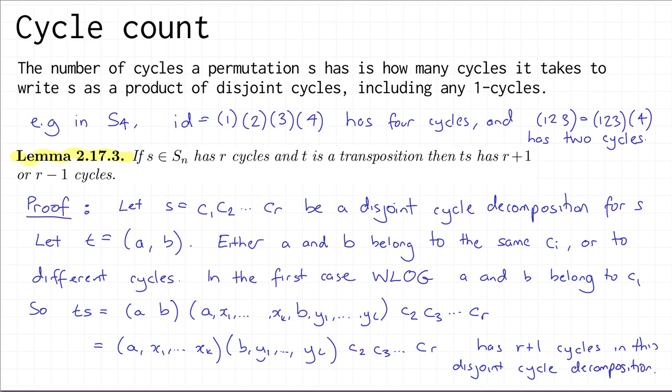So the other case, in which A and B belong to different cycles C_i, can be done very similarly, in fact using exactly the same identity, and in that case the number of cycles decreases by 1. You end up with R-1 cycles. So in any case, when you multiply a permutation on the left by a transposition, the number of cycles either goes up by 1 or goes down by 1.